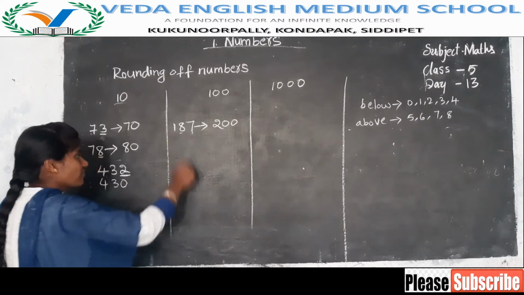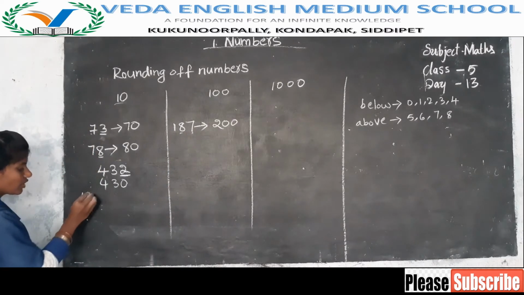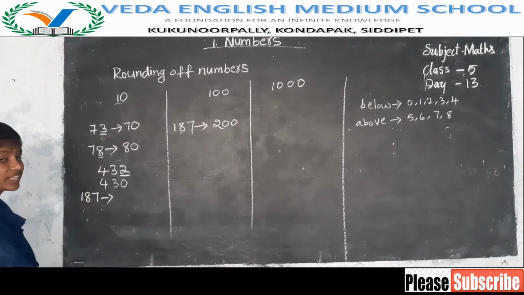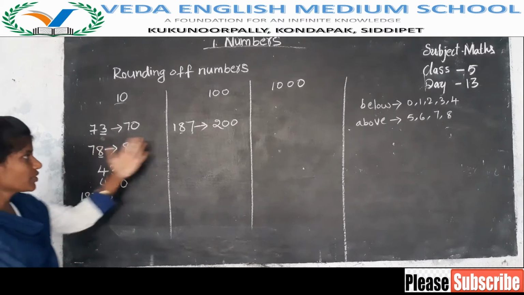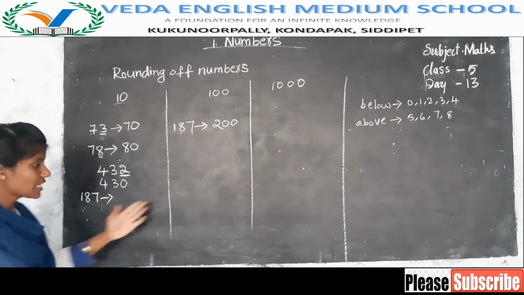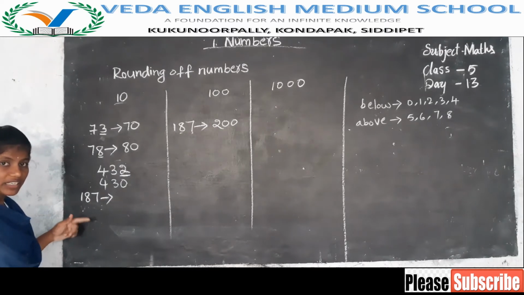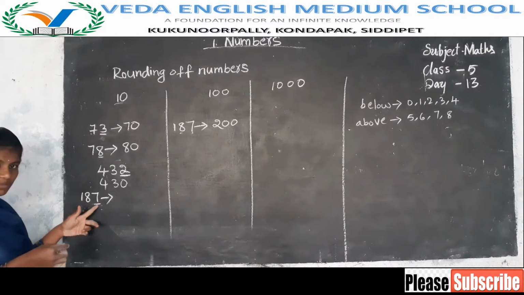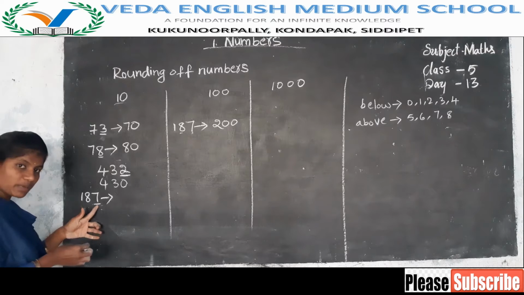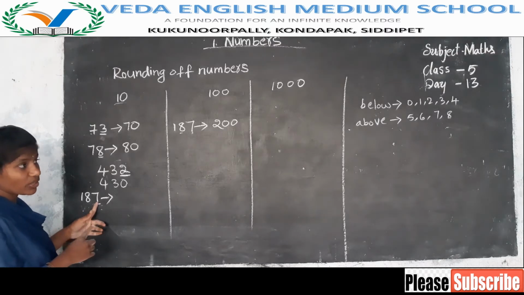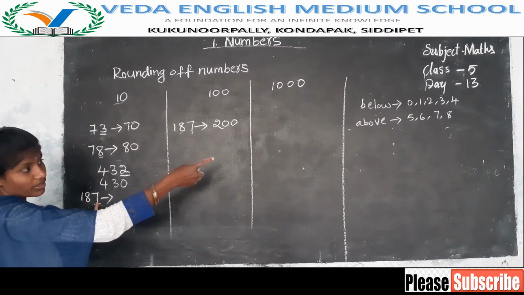Now the same 187, round up to its nearest tens. We did nearest hundreds; now for nearest tens, what should we do? Tens means you have to check the ones place. What do you have in the ones place? 7. Is 7 above number or below number? Above number.